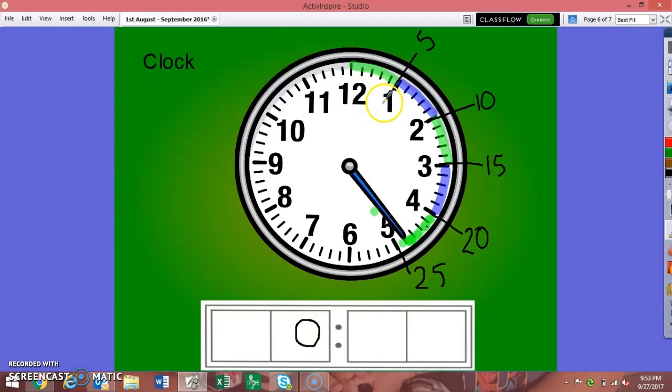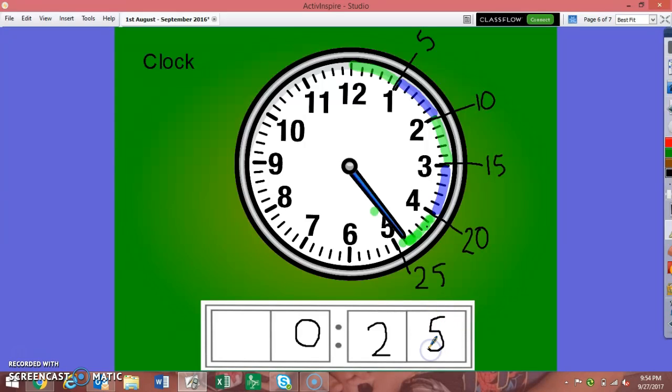each big number. So we go 5, 10, 15, 20, 25. And then to make sure they really understand it, we go back and we count each line. So 1, 2, 3, and so forth all the way to 25. And since we haven't reached an hour, this would be 0. This would be 25. So they're getting the digital and the analog.